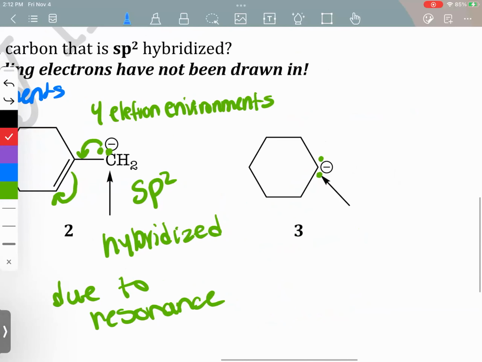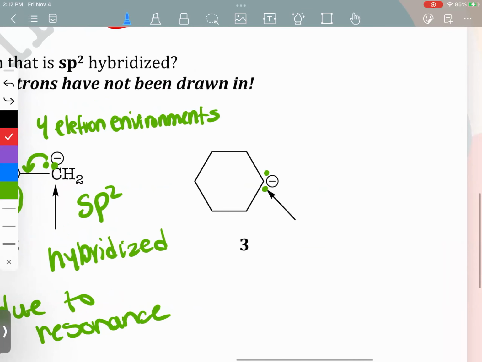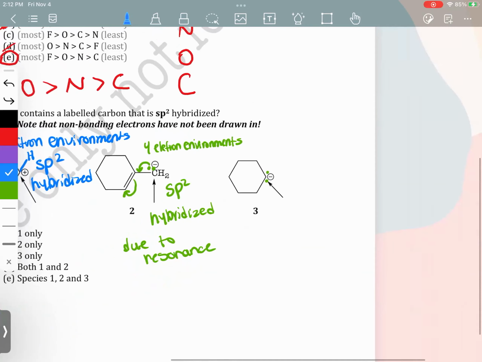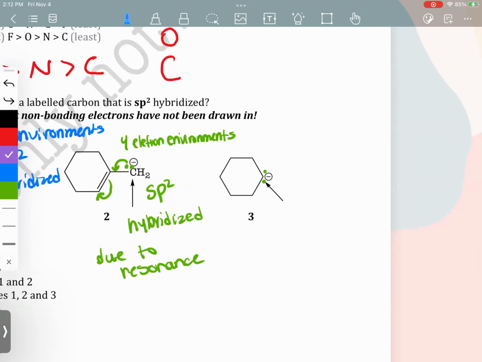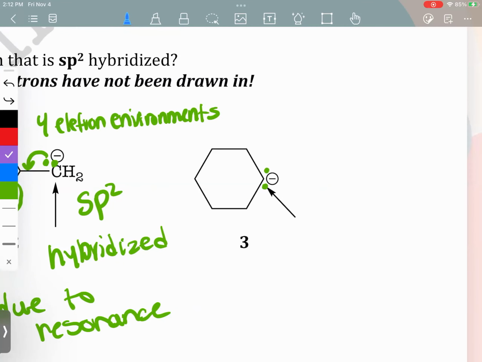And lastly, let's look at this carbon over here. It does have a lone pair, yes. So how many electron environments are around this carbon? You have 1, 2, 3, and 4. Wait, what? You have 4 electron environments? The lone pair counts as 1, or is it 2?